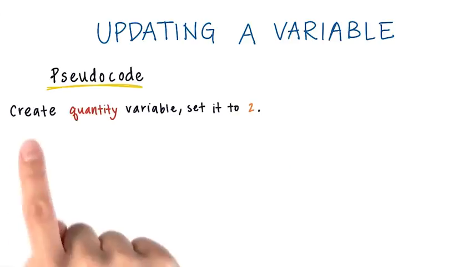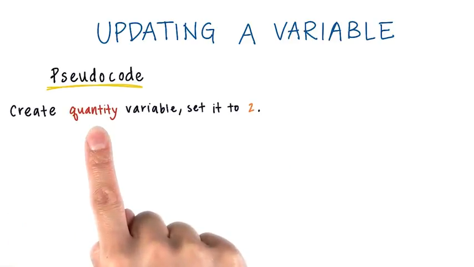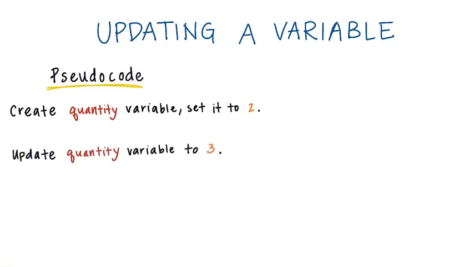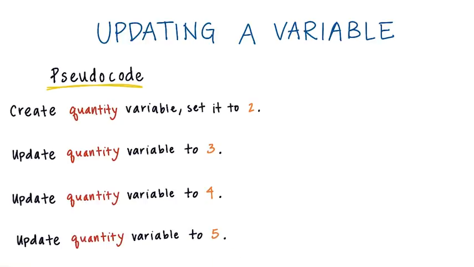For our scenario, we want to create a quantity variable to keep track of the number of coffees ordered, and we initialize the value to 2 coffees. If the plus button is pressed, we can update the quantity variable to 3. If we hit the plus button several more times, we can increase the quantity to 4 and 5.